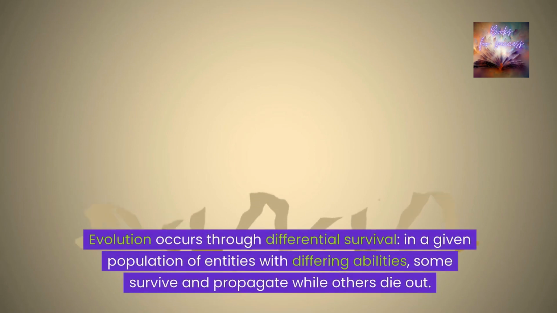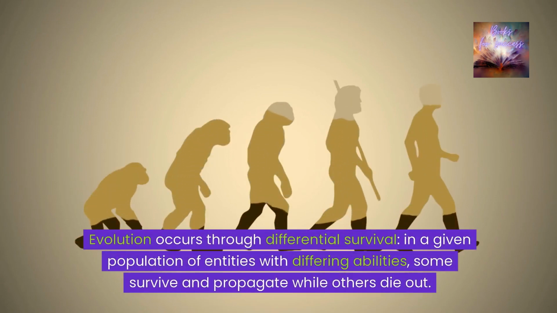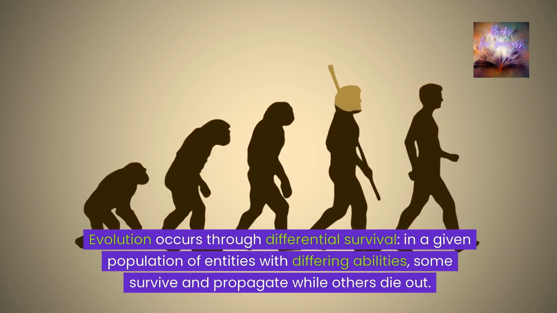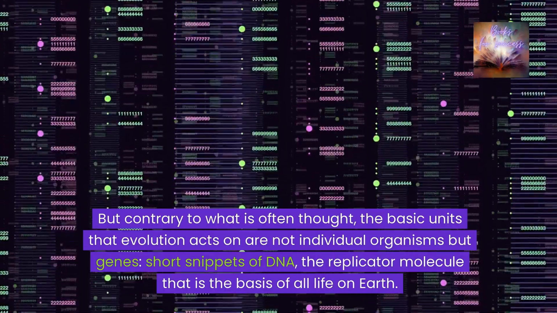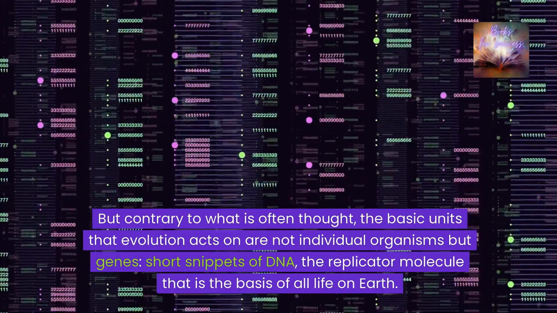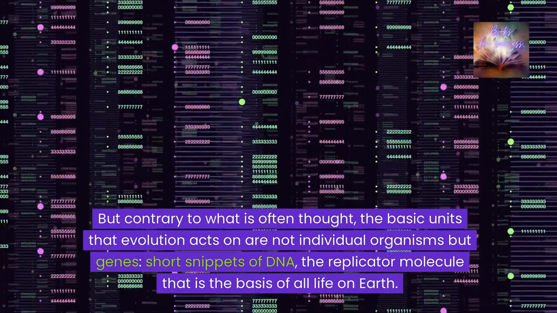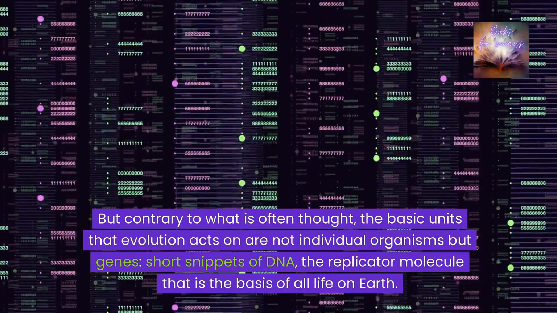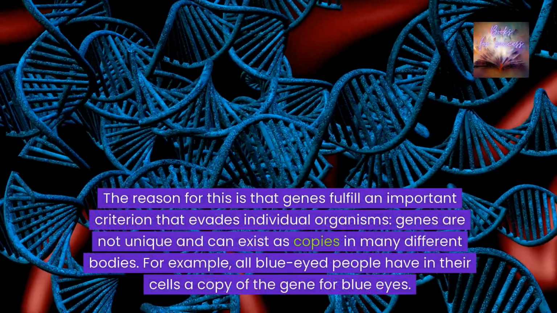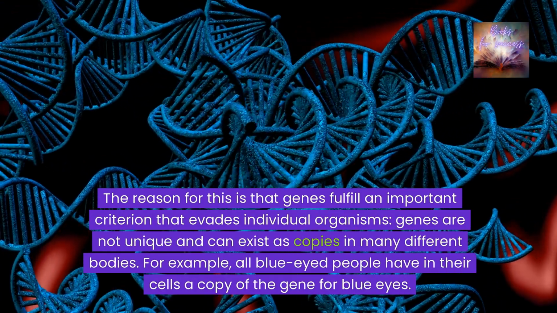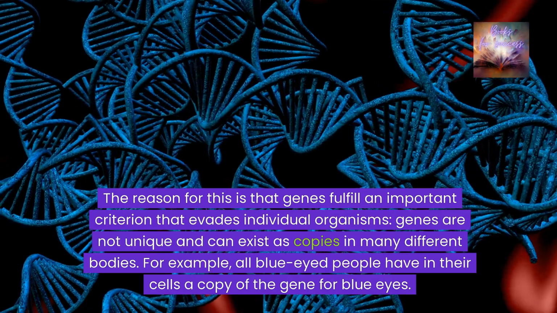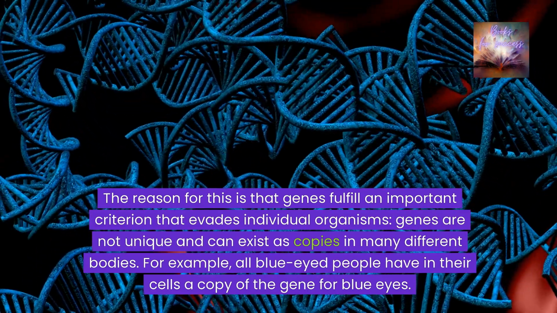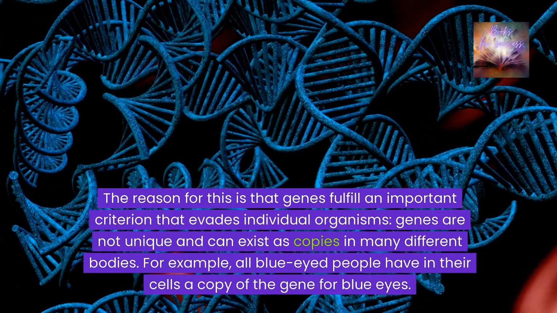Evolution occurs through differential survival. In a given population of entities with differing abilities, some survive and propagate while others die out. But contrary to what is often thought, the basic units that evolution acts on are not individual organisms but genes, short snippets of DNA, the replicator molecule that is the basis of all life on Earth. The reason for this is that genes fulfill an important criterion that evades individual organisms. Genes are not unique and can exist as copies in many different bodies. For example, all blue-eyed people have in their cells a copy of the gene for blue eyes.